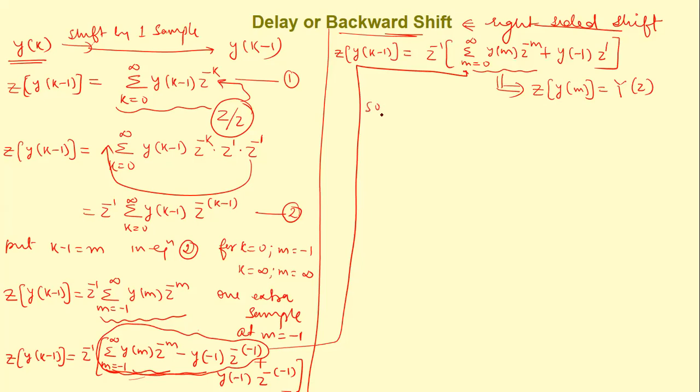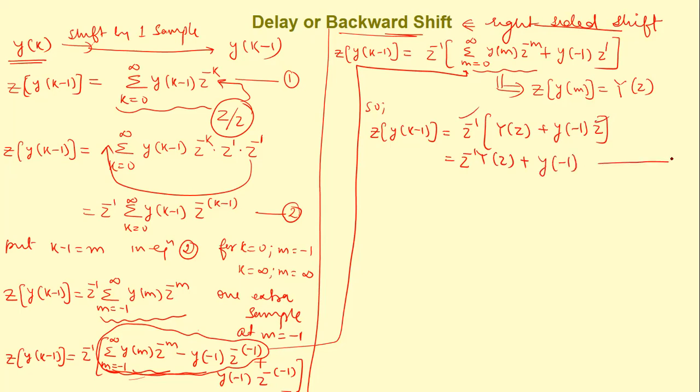So we have z transform of y(k minus 1) is equal to z inverse. So we have Y(z) plus y(minus 1) z, and then we'll open up the bracket. So we have z inverse Y(z) plus, now this z and this z will be cancelled out here. So we have y(minus 1). So this is, let us say, equation number 3. Now this is the z transform of a sequence which is shifted towards right by one sample.